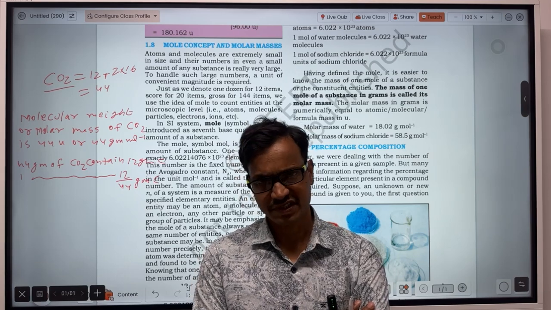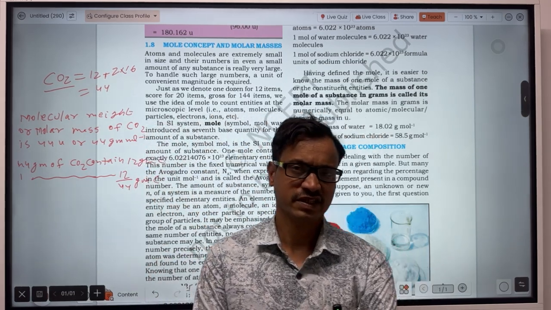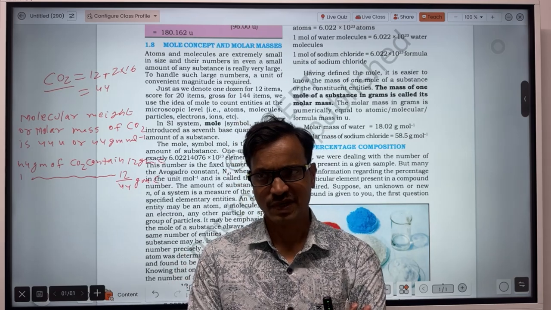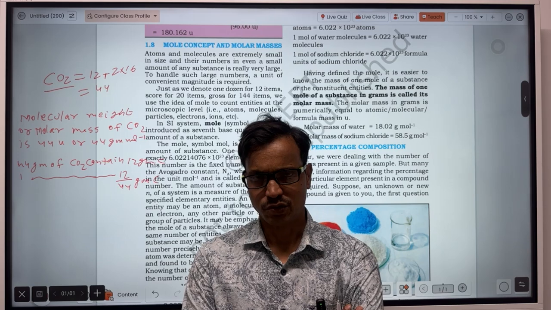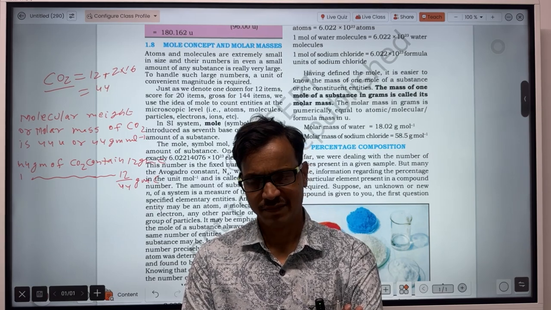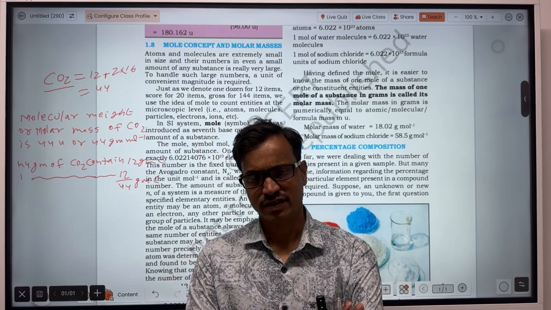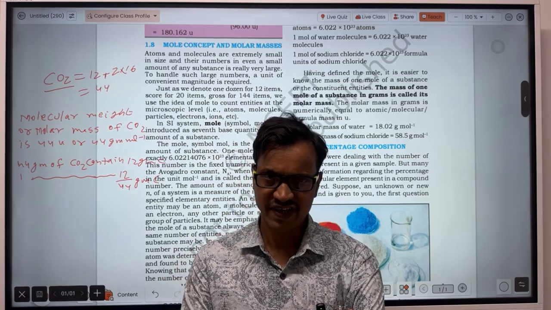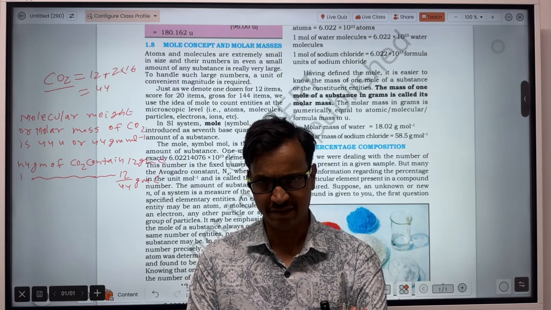That will be called their percentage composition. So here in CO2 there are two elements, carbon and oxygen. You will have to find out the weight of carbon when the total weight of CO2 is 100 gram. In the same way, you will have to calculate the weight of oxygen when the weight of CO2 is 100 gram.